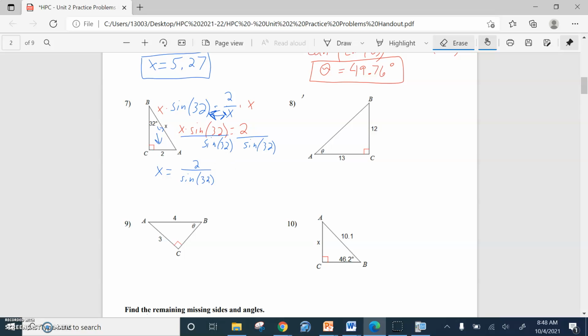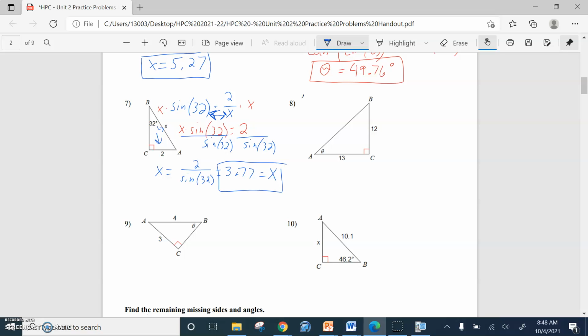Anyways, when we do that, 2 over sine 32, we should get about 3.77. And the units are kind of unitless here. We don't have degrees. We don't know if we're measuring these side lengths in any particular unit. So we say that x is just 3.77, and we call it good. 8 I'll set up, 9, 10 I'll set up, and we'll get out of here as quick as we can.